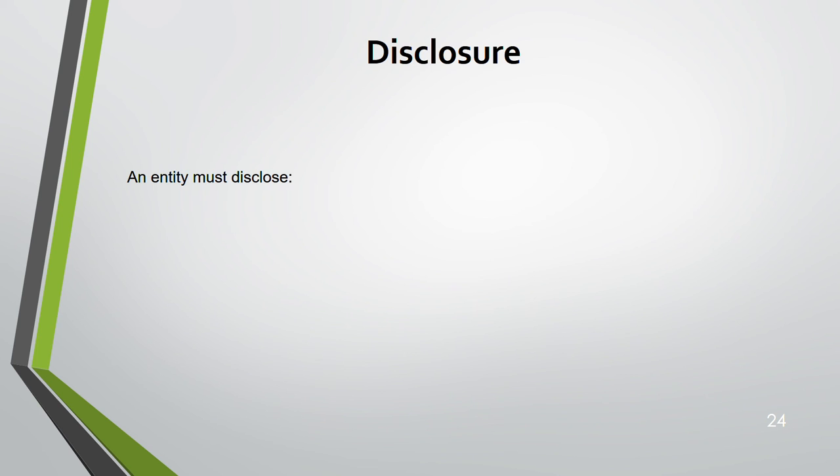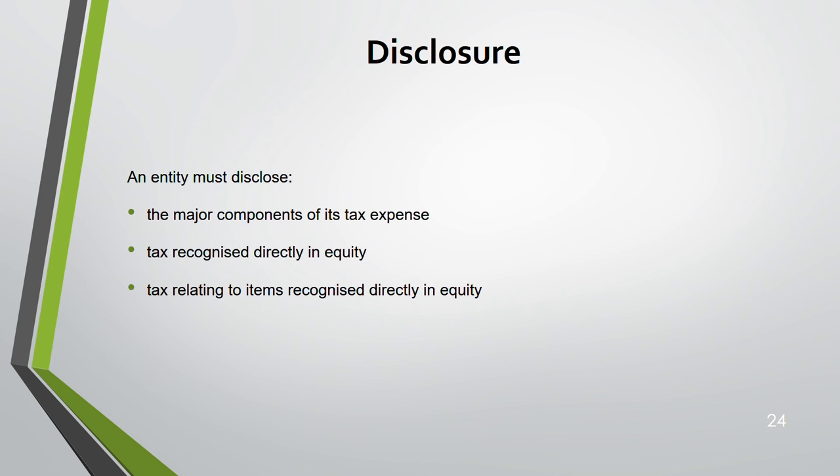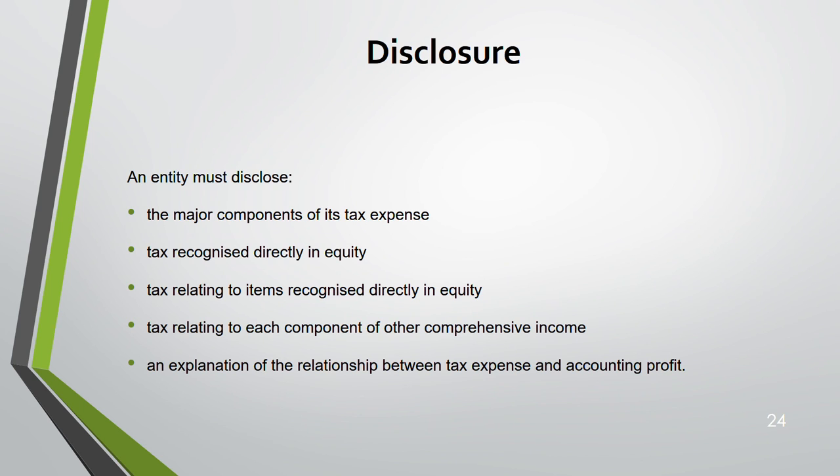Disclosure. This is the last part of this lecture. How do you disclose? Number one, major components of tax expense, you have to disclose. Second, tax that is recognized directly in equity, disclose. Third, any tax relating to items that are recognized directly in equity, disclose. Fourth, any tax relating to each component of other comprehensive income, disclose. Fifth, an explanation of the relationship between tax expense and accounting profit. Now, the fifth point I will explain a little bit later.